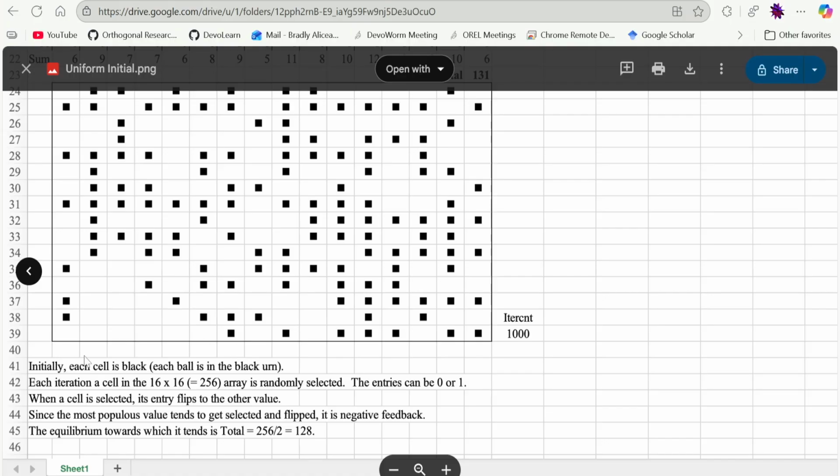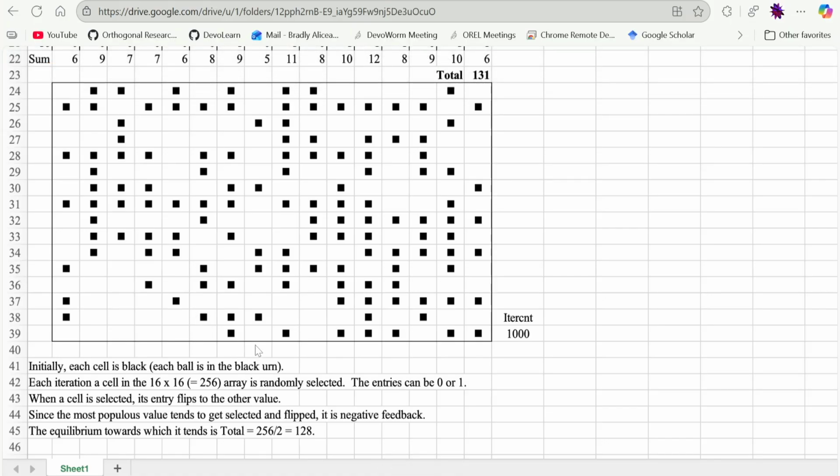And so initially each cell is black, each ball in our... So what we're doing with a random process, the reason they call it an urn, is because there's this whole class of problems in statistics called urn problems. So you have different urn models proposed by different people.